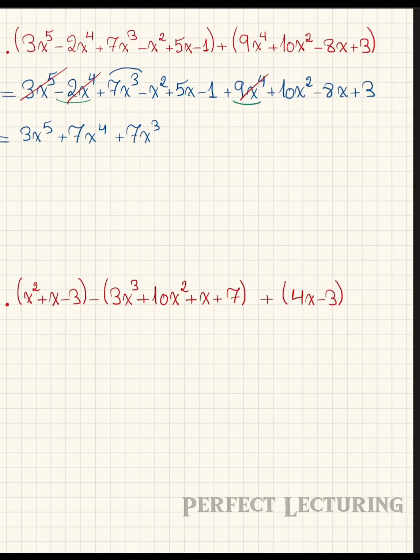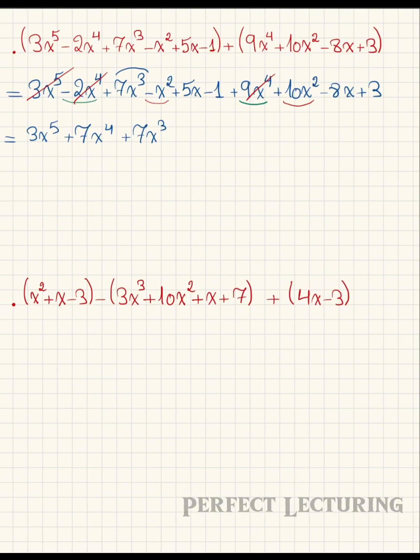X to the power of 2. So we have negative x to the power of 2, which means negative 1x to the power of 2, and positive 10x to the power of 2. So negative 1 plus 10, that is a positive 9x to the power of 2. What about x? We have positive 5x, negative 8x, so positive 5 minus 8, that is a negative 3x. And finally, for the constant terms, we have negative 1 and positive 3, which is equal to positive 2, and this is the final answer.